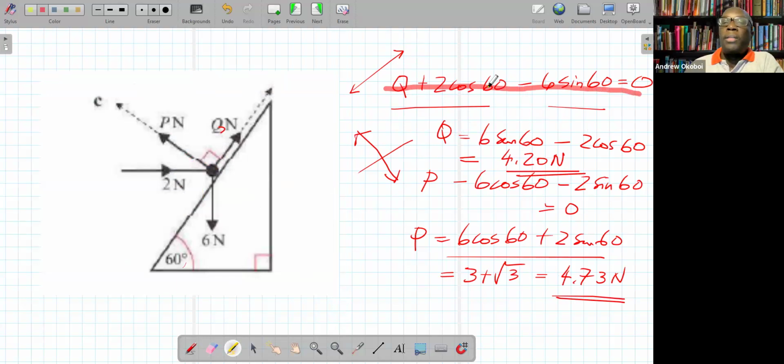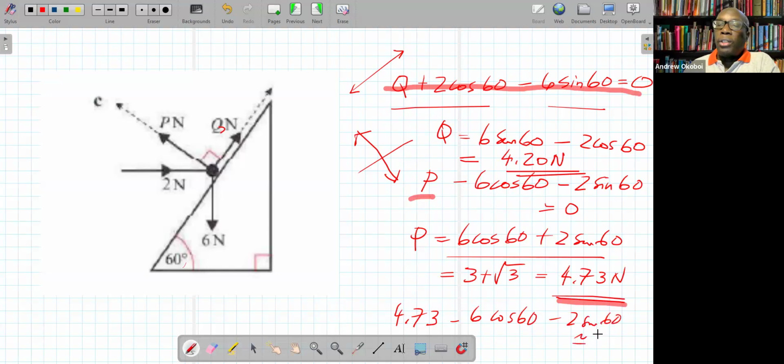So it doesn't really make sense to put it back in because it's like you're testing the calculator itself, and yet you have just used the calculator. If I take this value for P and put it back in here, it's still going to give me 0, but let's try it anyway. So what we're doing on the calculator here is 4.73 minus 6 cos 60 minus 2 sin 60, and our answer should be very close to 0.